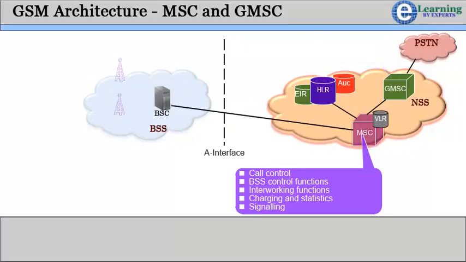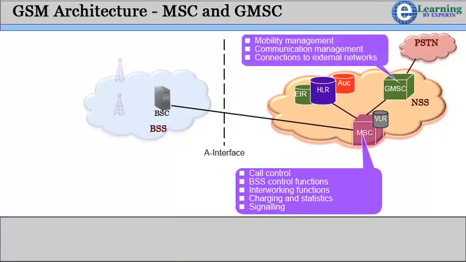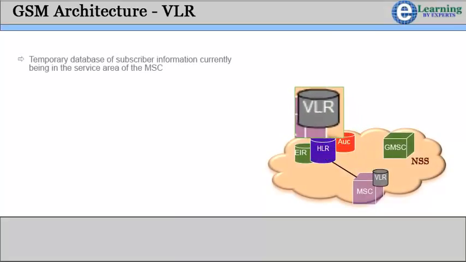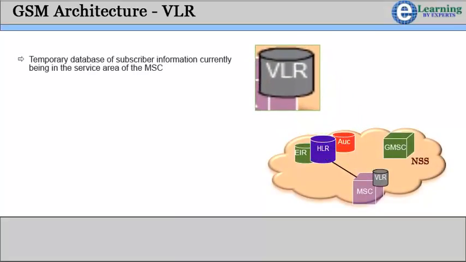GMSC participates in mobility management, communication management and connections to external networks. VLR is a temporary database which contains information about subscribers currently being in the service area of the MSC. The name VLR is misleading. At any given time VLR will contain subscriber records for both the roaming subscribers and the home subscribers. All subscribers must be registered in a VLR in order to use the services of the network.